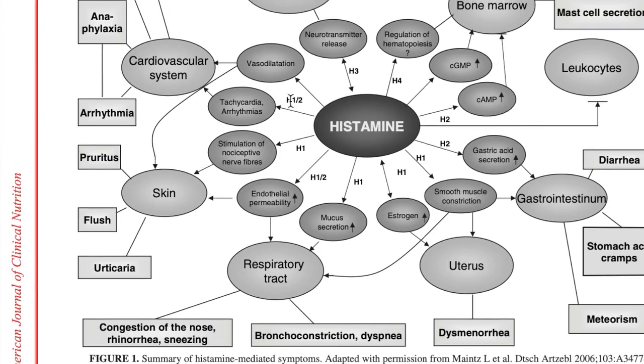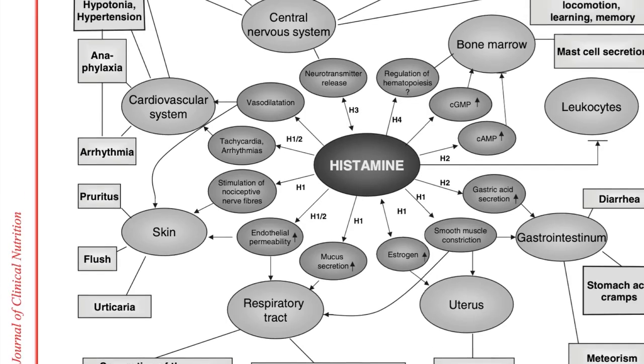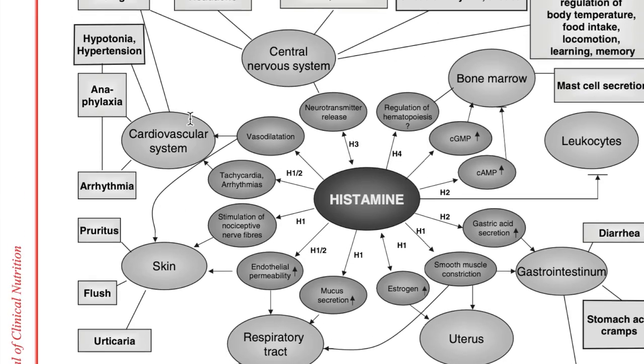We can also see histamine stimulating H1, H2 receptors causes tachycardia and arrhythmia. This impacts our cardiovascular system. Okay, it can actually lead to anaphylaxis. It also causes hypertension and hypertonia, which actually is decreased muscle tone. Okay, now issues with the cardiovascular system is also going to cause vertigo.